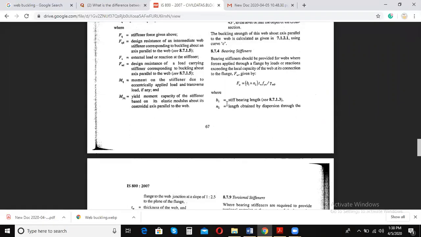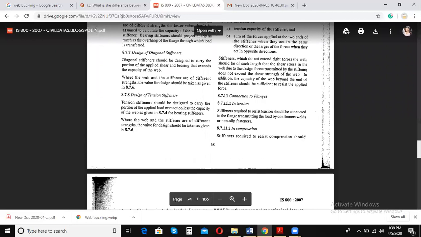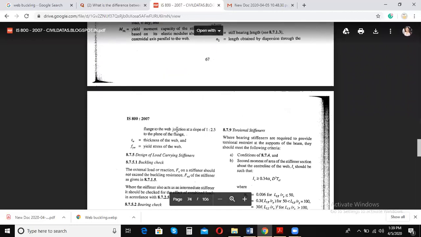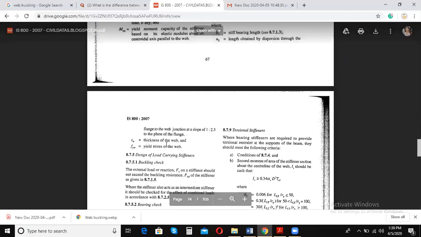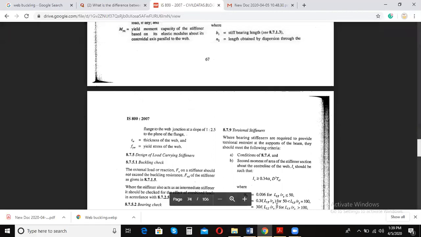What is B1? It is the stiff bearing length. It is given in 8.7.1.3. I would ask you to look it up. Then we have N2. Value of N2 is the length obtained by dispersion through the flange to the web junction at a slope of 1:2.5 to the plane of the flange. Tw is web thickness, Fyw is the yield stress of the web. These two values you know, but B1 and N2 you have to calculate. Let's go into the problem now.